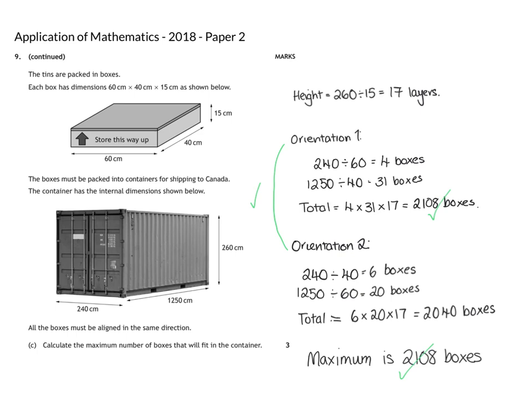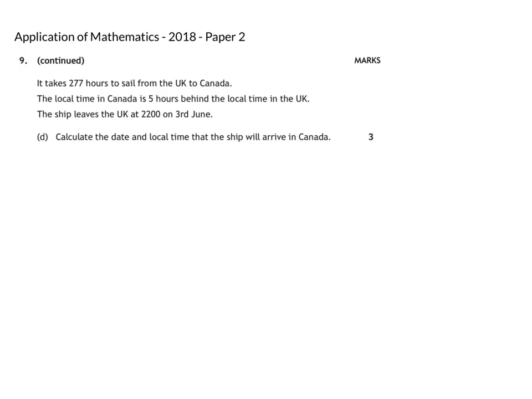So we're still going on to part D, following the journey of this tin of beans right from when it started. So let's go. It takes 277 hours to sail from the UK to Canada. Local time in Canada is 5 hours behind the local time in the UK. The ship leaves the UK at 2200 on the 3rd of June. Calculate the date and local time when it arrives in Canada.